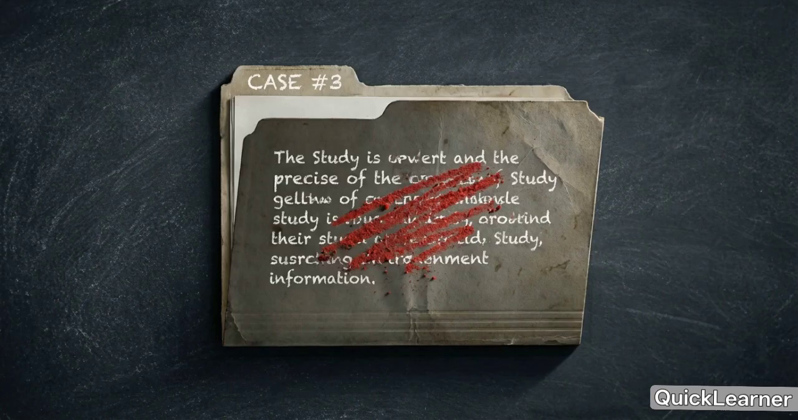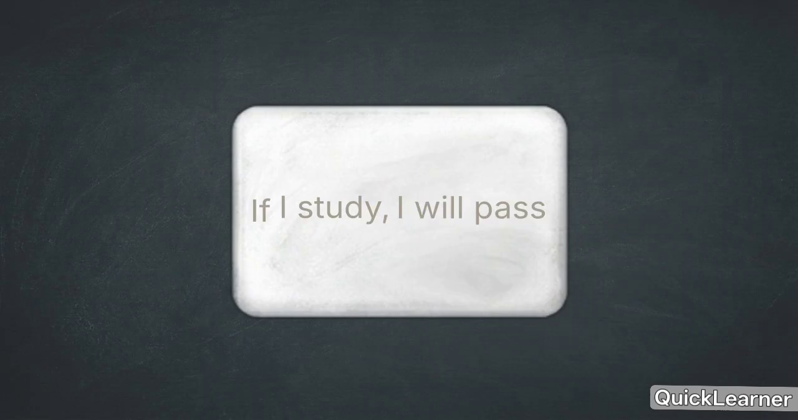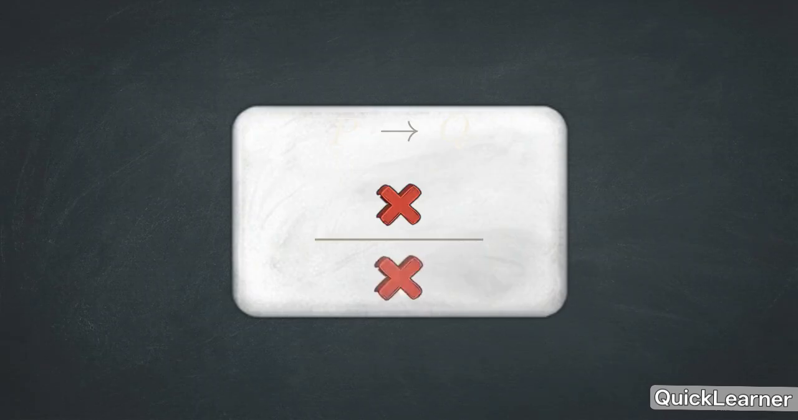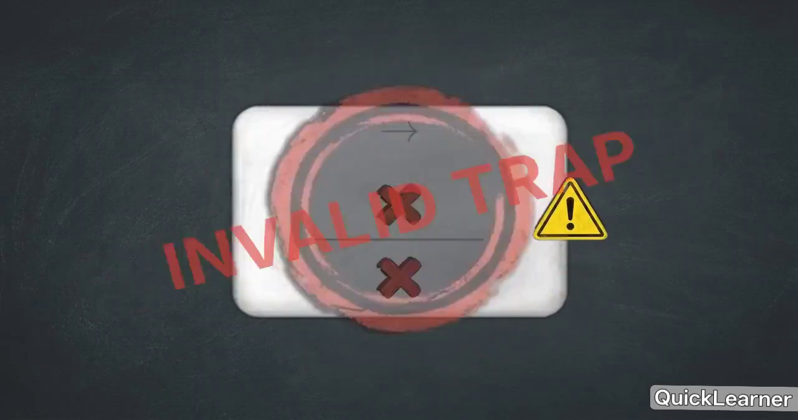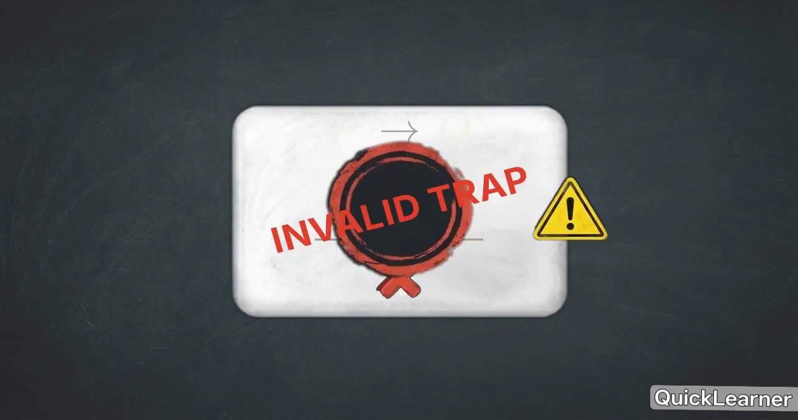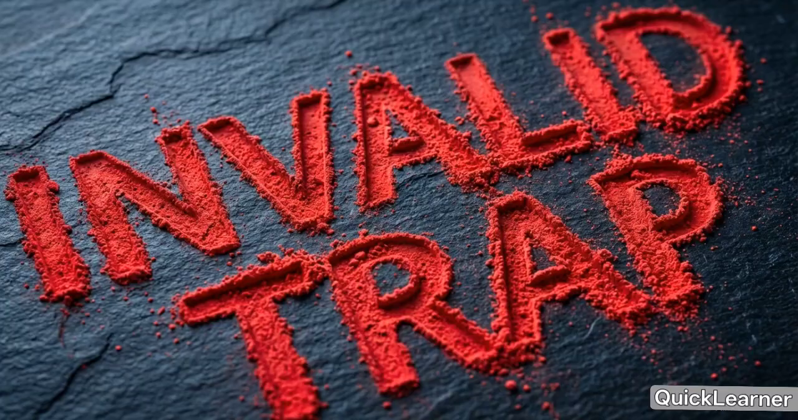Here is our final practice question. If I study, I will pass. I did not study. Therefore, I will not pass. Let's bypass the English completely and translate the text directly into its structural layout. If P, then Q. Not P. Therefore, not Q. Think about why this structure is a trap.